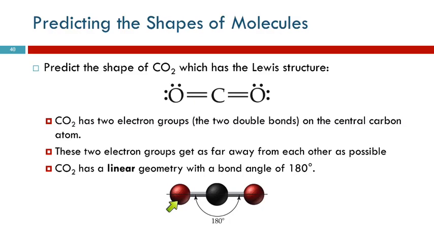So this oxygen atom is going to be on the opposite side of the carbon from the other oxygen atom. And so then we see that these are going to be in a line, and the angle of this bond with that bond is 180 degrees. And so this is a linear geometry. Any questions?